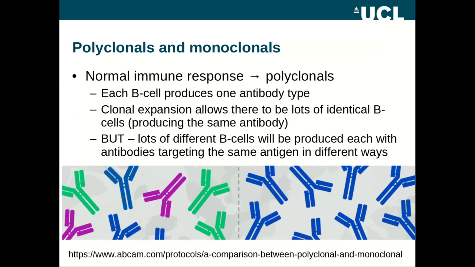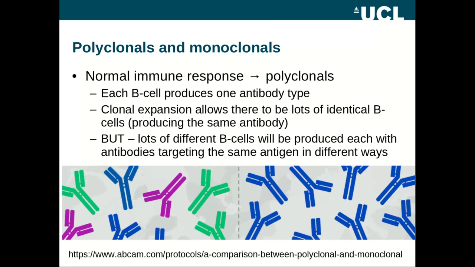Before we do that, we need to clarify a little bit more about what's going on in the immune system. In the normal immune response, we produce what's known as polyclonal antibodies. So each individual B cell is producing one individual type of antibody. It's producing lots of them, but by clonal expansion, once this maturation phase is finished, we can produce lots and lots of identical B cells all producing the same antibody.